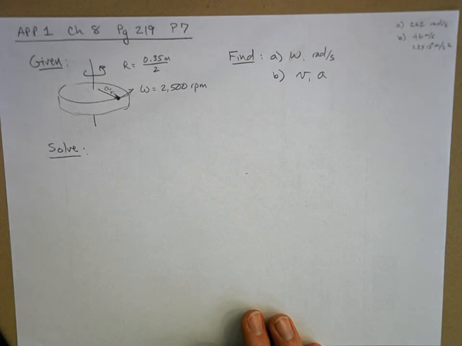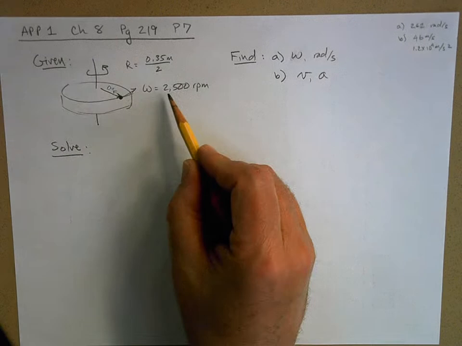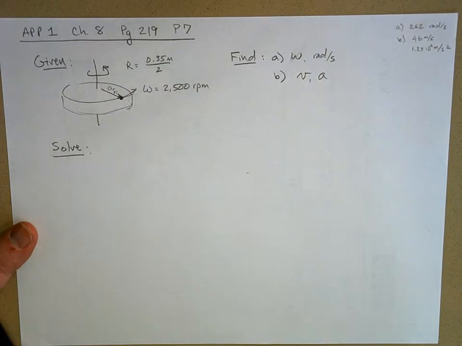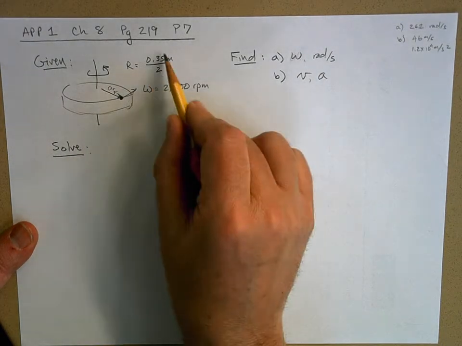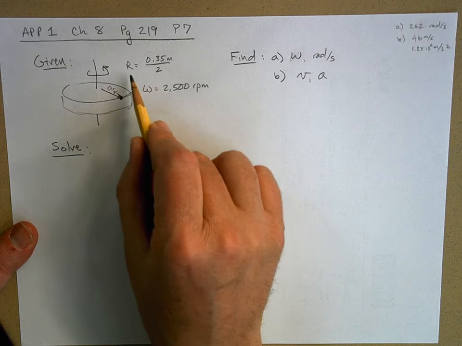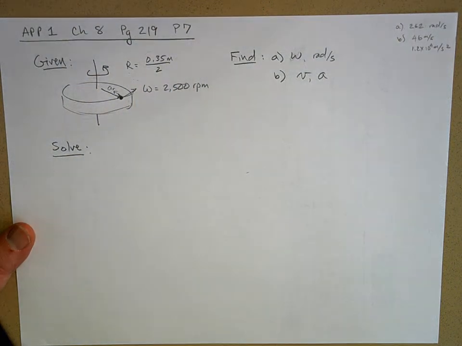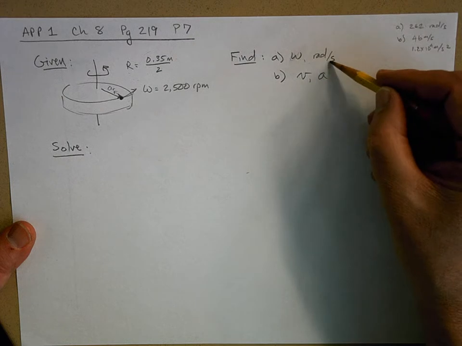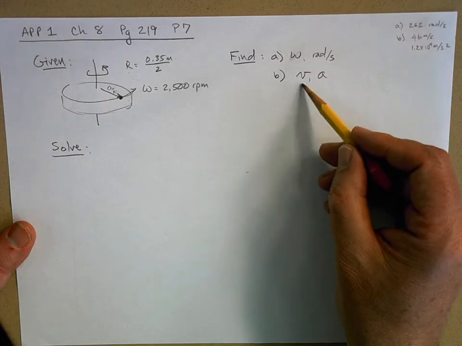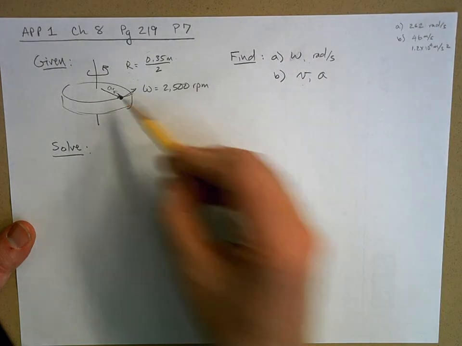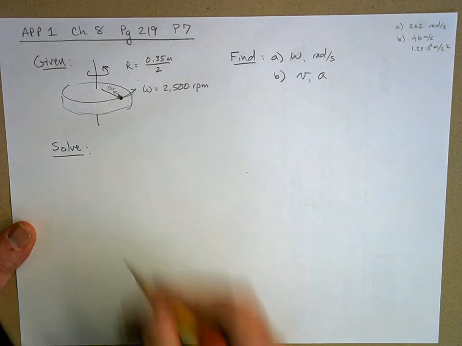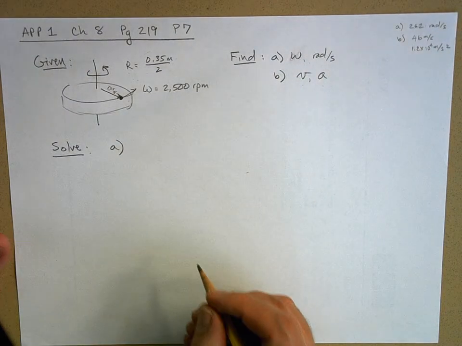Okay. So we got this spinning at 2,500 RPM, constant. And they give us the diameter. So in the given, I like to put it as a radius. It's equal to that divided by 2. And we want to know what is the angular velocity in radians per second. What is the linear velocity of a point on the edge out here? And what's the acceleration on it? So let's do part A first.